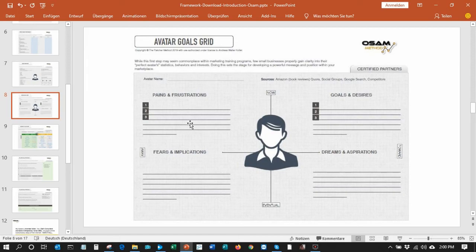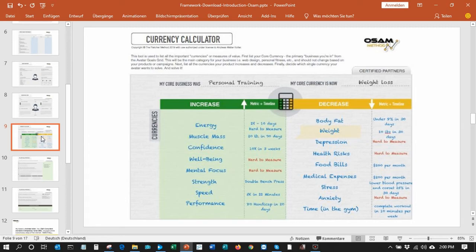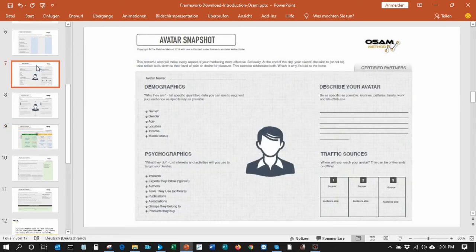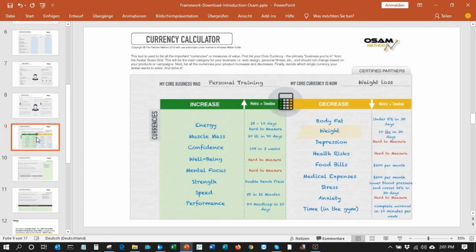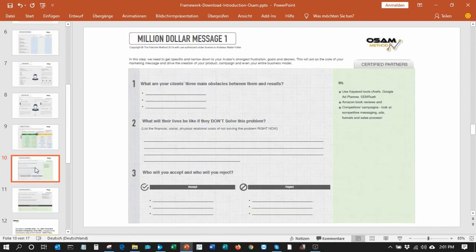In the next session, we will pick actually the information that we get here, and we'll move on to the currency calculator, how we call it, where it is all about identifying the most important thing, the most measurable thing for your avatar, the avatar that we defined here in the avatar snapshot. And I will show you how to list them, how to give them a metric and timeline, and what we will do in the next step with the one we select here to move on then to the $1 million message.